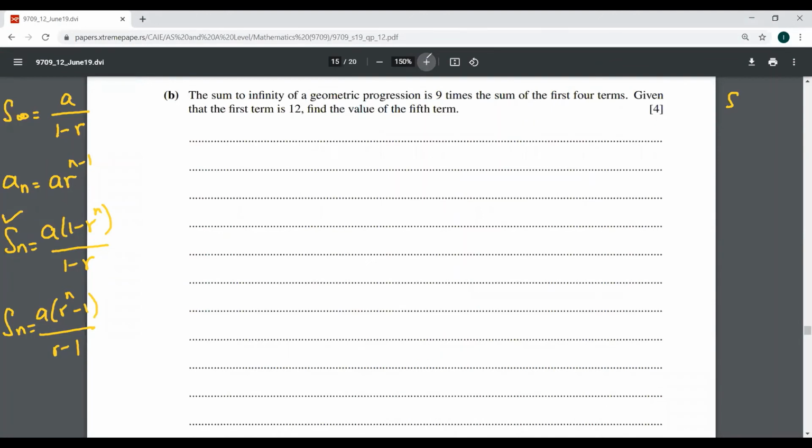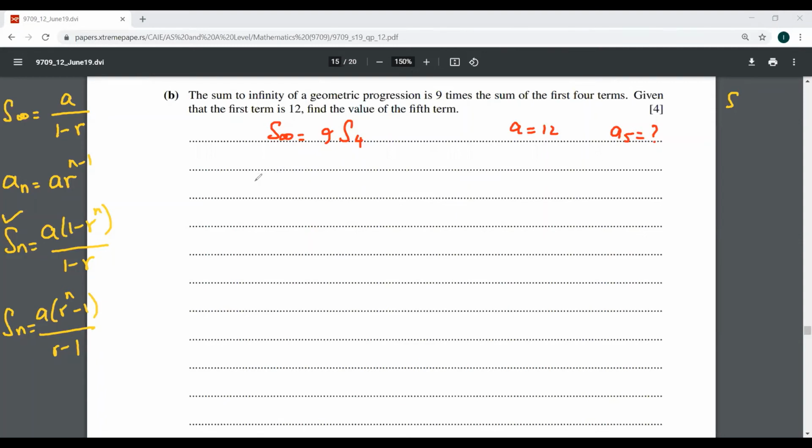Okay, so it says the sum to infinity of a GP is 9 times the sum of the first 4 terms. So sum to infinity is 9 times the sum to the first 4 terms. Given that the first term is 12, we're given that A is 12, we have to find the value of the 5th term. So we have to find A5. Oh, there are so many twists here. Okay, so let's form the equation that we have to solve here.